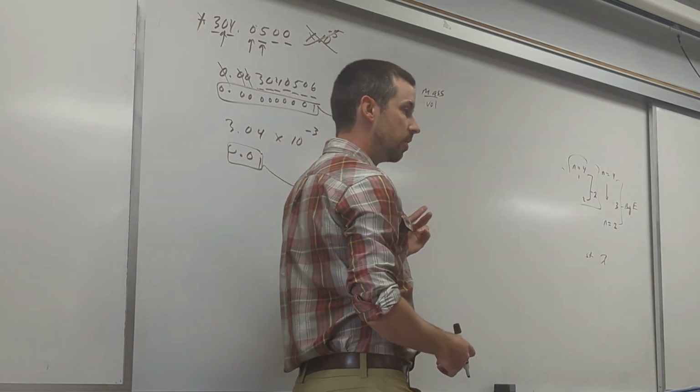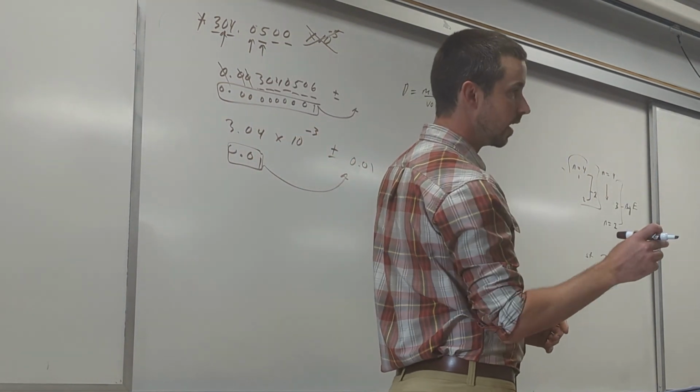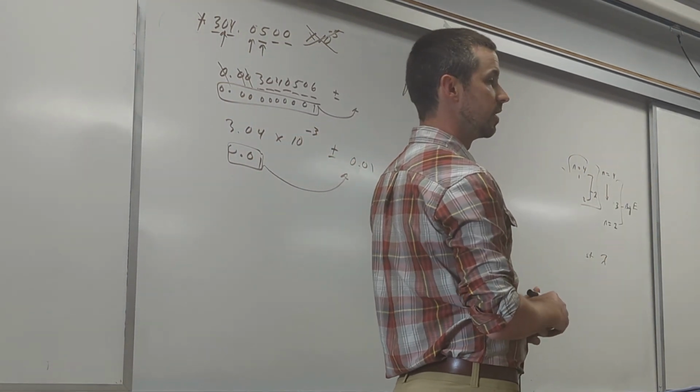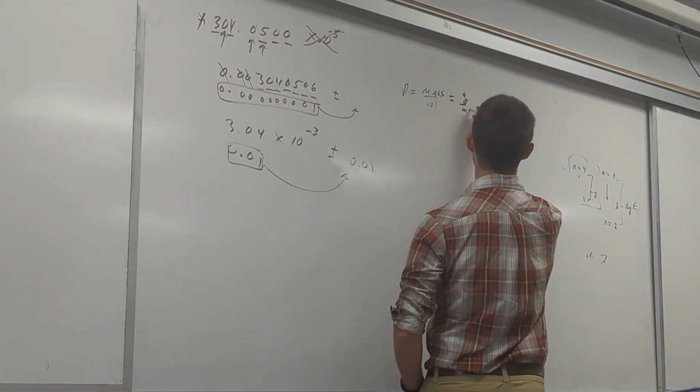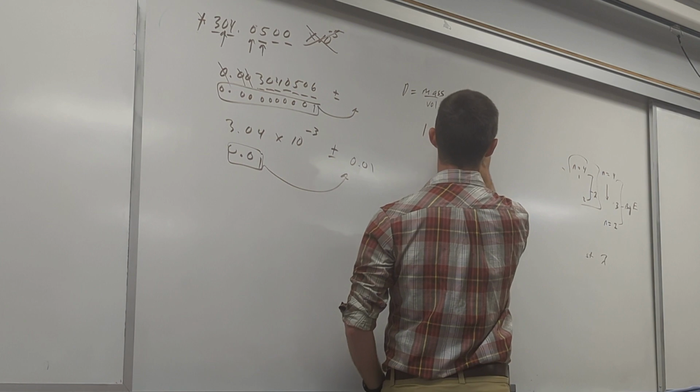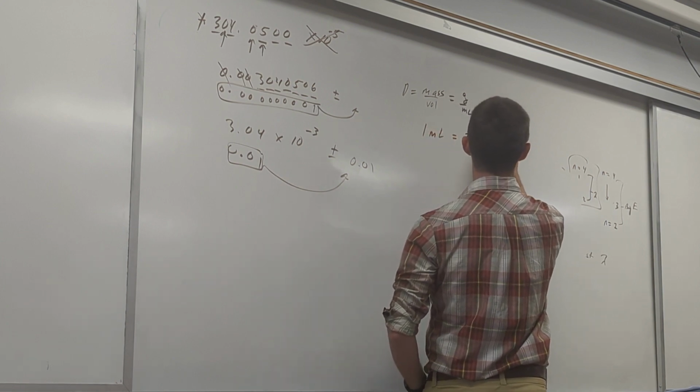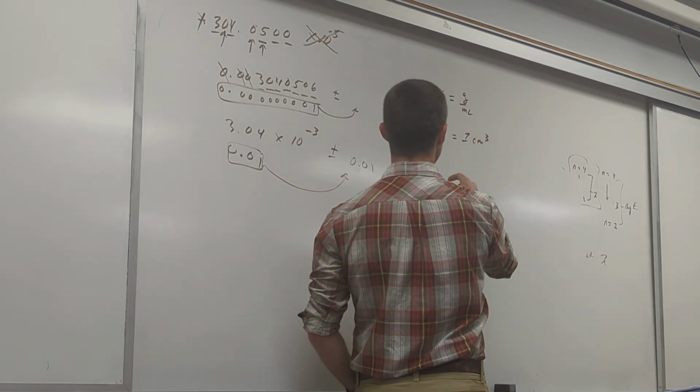Density, mass by volume. Go ahead and memorize that one if you include it on your memorization sheet, if it's not there already. The units typically associated with that are grams per milliliter. 1 milliliter is equal to 1 cubic centimeter. Nice little conversion to have.